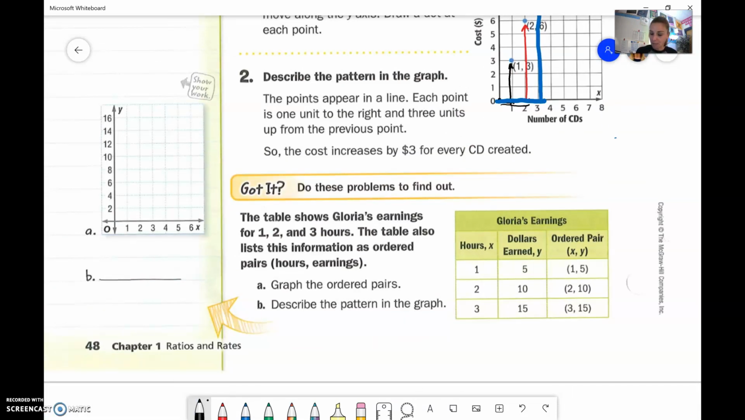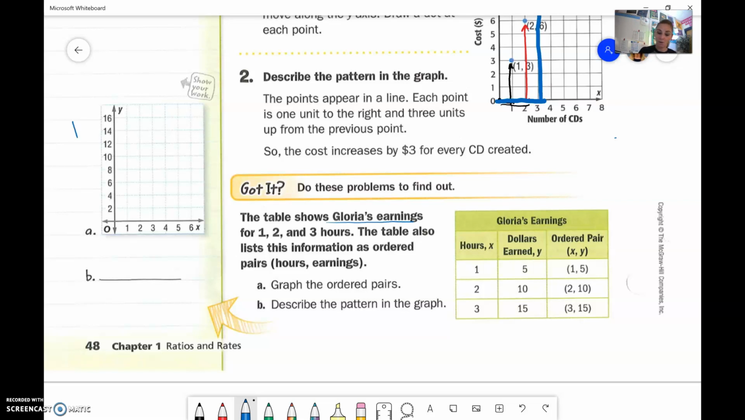It says, the table shows Gloria's earnings for 1, 2, and 3 hours. The table also lists the information as ordered pairs. So notice when she works 1 hour, she gets $5. When she works 2 hours, she gets $10. When she works 3 hours, she gets $15. So they've turned those into the ordered pairs (1, 5), (2, 10), and (3, 15).